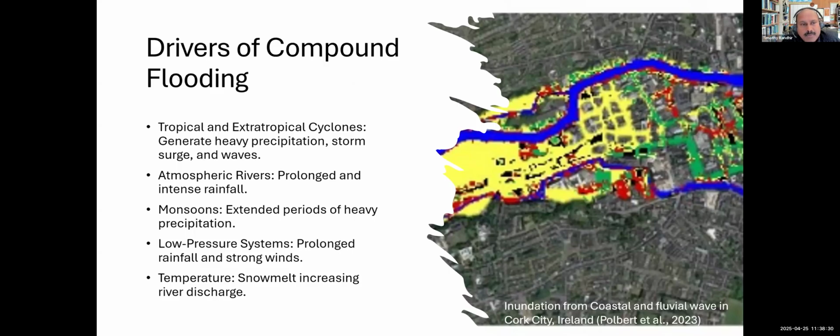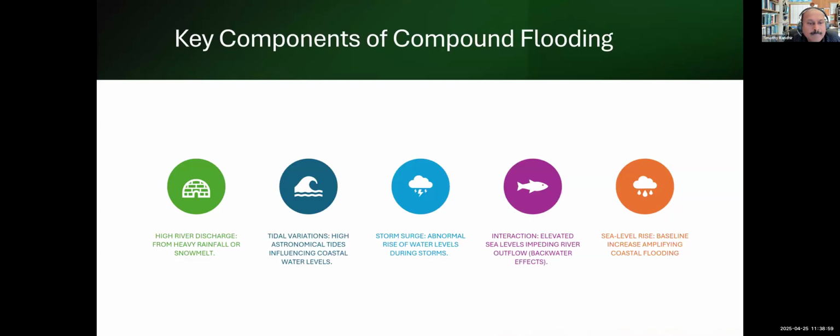So many of the drivers of compound flooding can be listed, a variety of conditions. It could be tropical cyclones or atmospheric rivers, which bring in intense rainfall in a prolonged way, monsoons or low pressure systems, or even temperature influencing some of the snowmelt conditions. So here is a coastal and fluvial wave assessment modeling in Ireland.